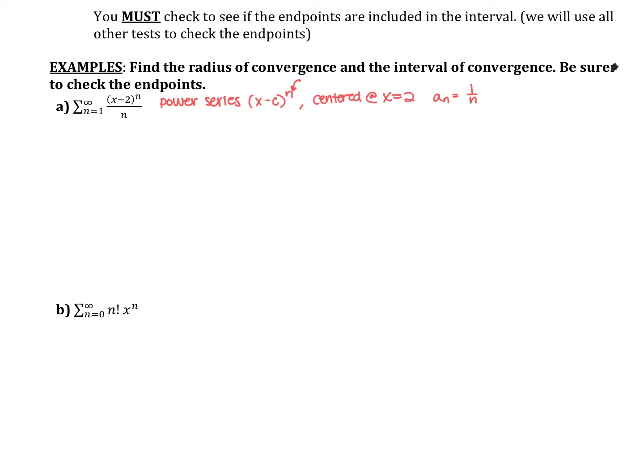Okay, so the first thing that we're going to do is the ratio test, to find our radius of convergence. And remember, the ratio test says this. We're going to take the limit as n approaches infinity of the function at the next term, multiplied by the reciprocal, so divided by the original.